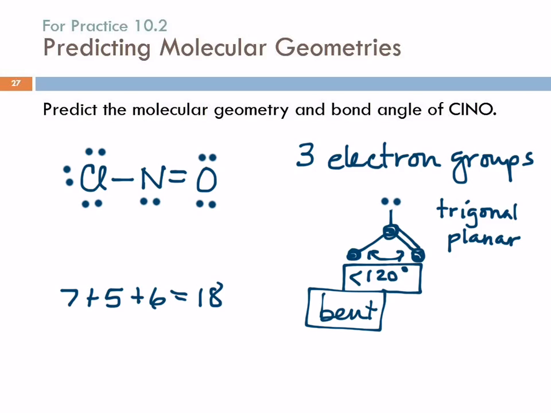Really, really important to get straight in your head what counts as an electron group. One bond of any kind, whether it's single, double, triple, is one group. A lone pair is one group. If you have a radical with a single electron, that's also one group. Okay? Any other questions?